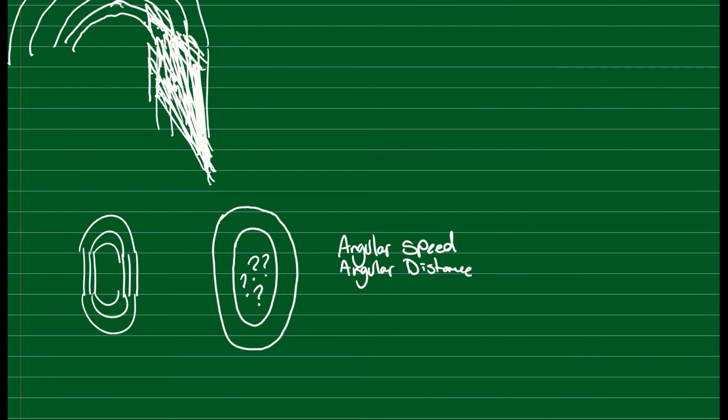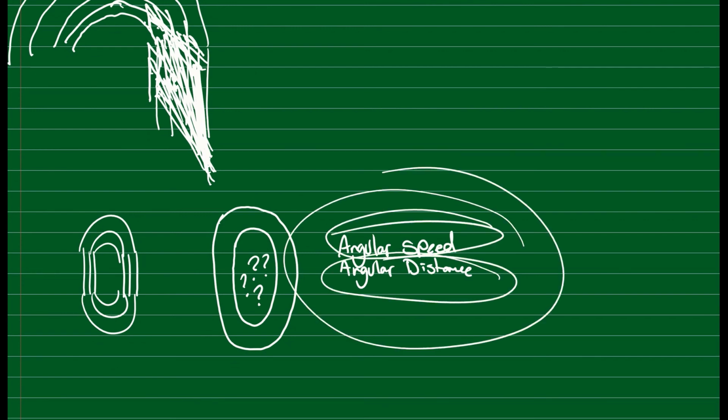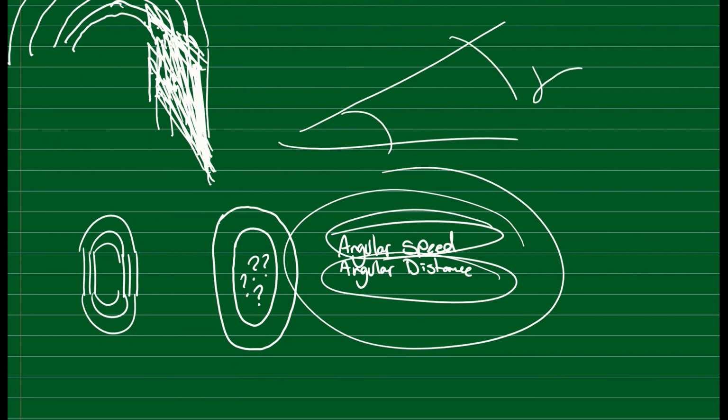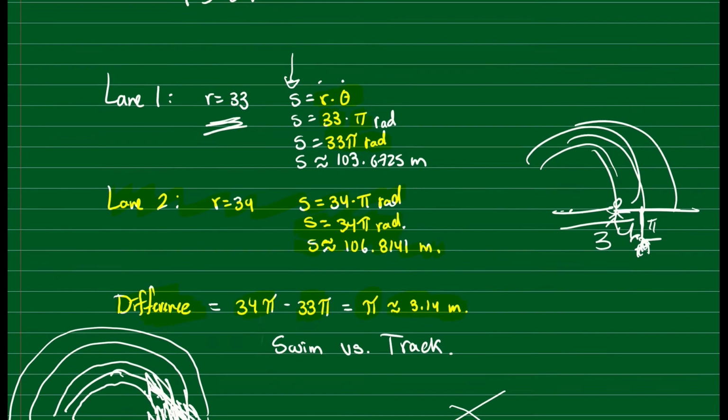So angular speed and angular distance, that's another concept that has to do with angles and radians and all this stuff. But yeah, this is how we do this problem.